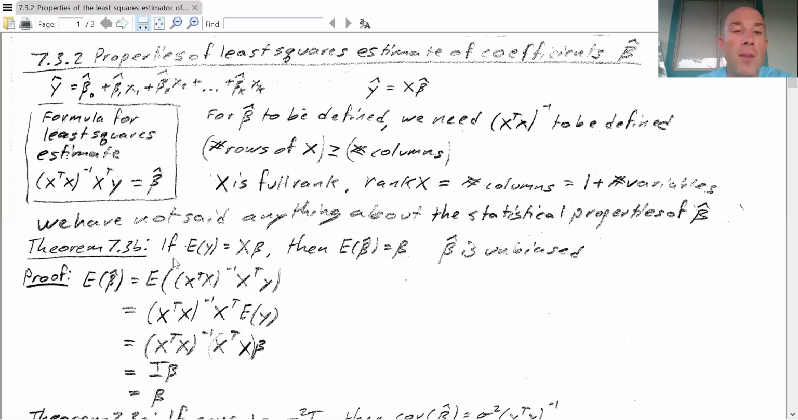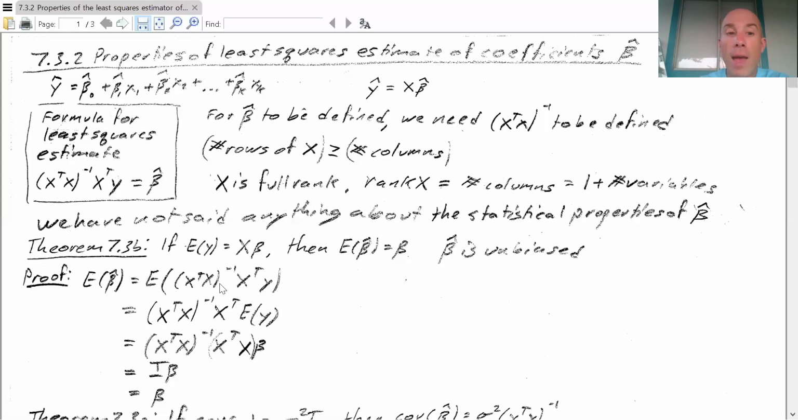All right, so the expected value of y is equal to x times beta. So realize that we don't know what beta is, but we know what x is, and we have observed y values. Then the expected value of beta hat from this formula is equal to beta. This means that beta hat is an unbiased estimator of the coefficient vector. Okay, so how do we prove this? Well, the expected value of beta hat is the expected value of this matrix multiplication.